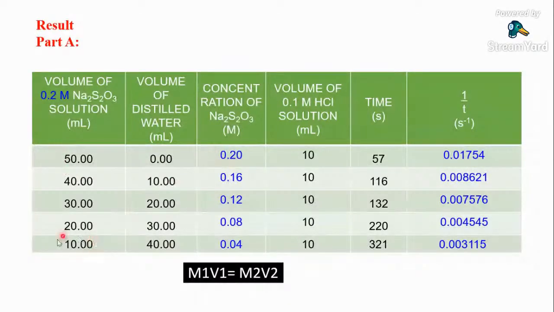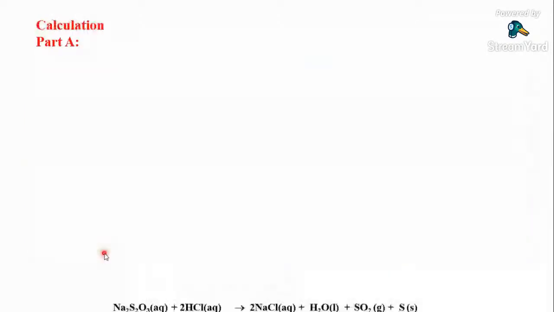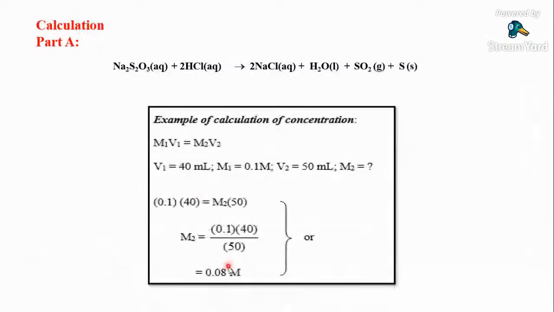When the volume of the sodium thiosulfate decreases, the concentration of sodium thiosulfate decreases as well. So you have to perform the calculation for each of the sets, from 50 ml until 10 ml of sodium thiosulfate. Don't forget, you must write out the unit for all the concentrations, molar. Again, Madam reminds you, you must perform all the calculations for each set, for the different concentrations of sodium thiosulfate.